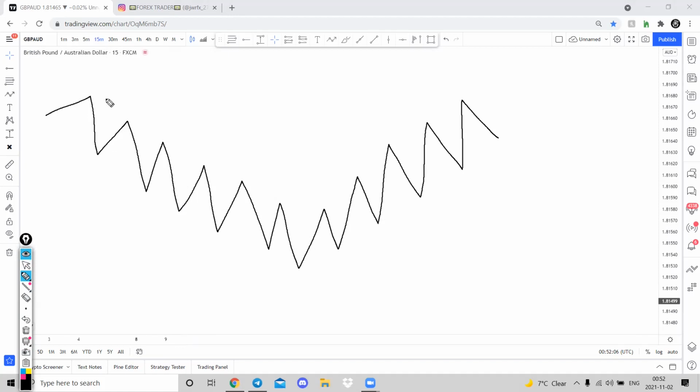So we have a lower high, lower high, lower high, lower high, right? Then we have a lower low, lower low, and on and on. So let me just try and do it real quick.